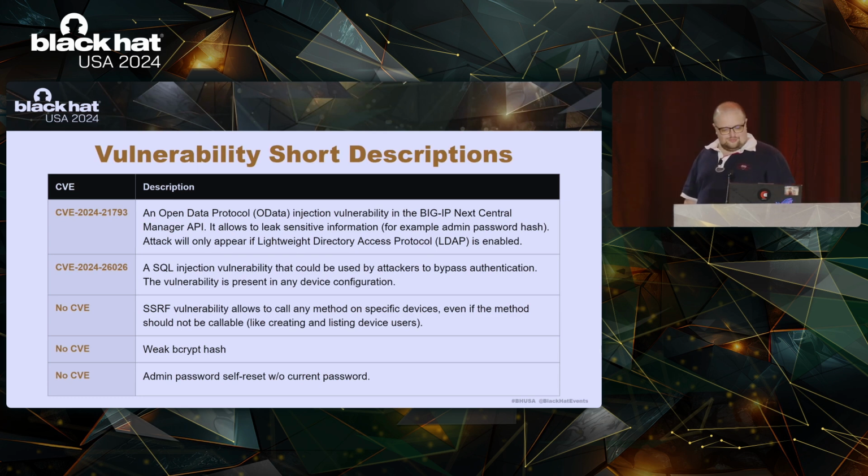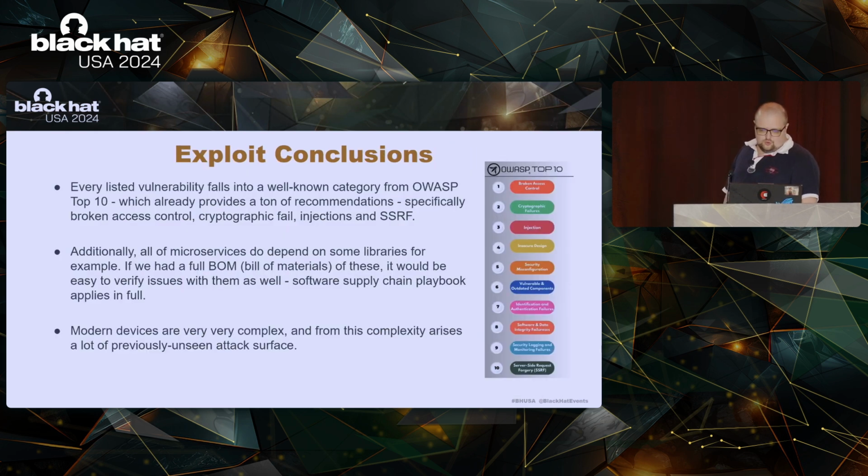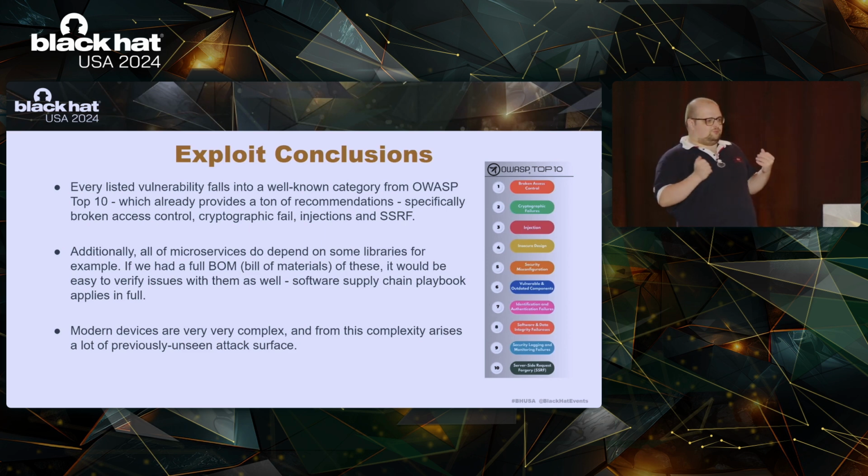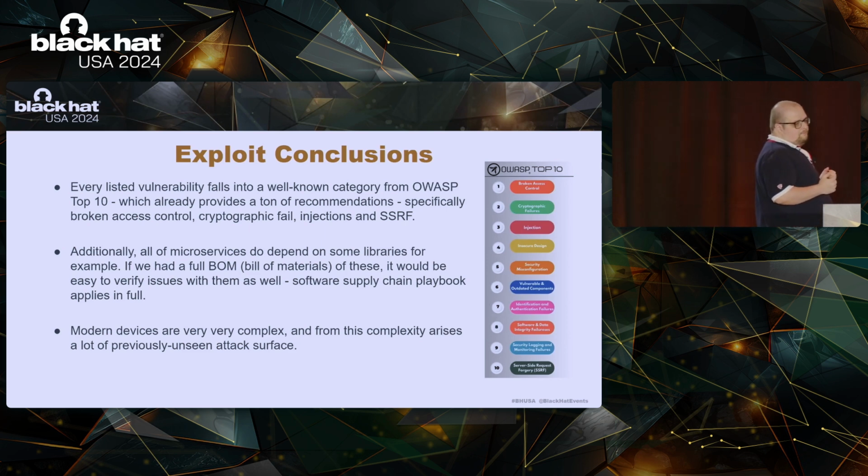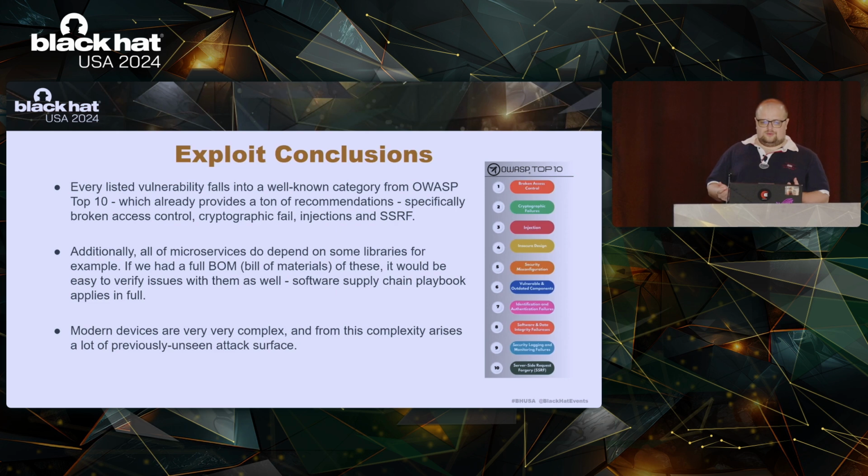And there is nothing we can do about that, unfortunately. But we did notify the vendor. So, the conclusion for the exploit is that every listed vulnerability, every single one, is an OWASP top 10 issue. We have 2 injection vulnerabilities, 1 cryptography failure with too low hash cost, a broken access control, and an SSRF issue, right?